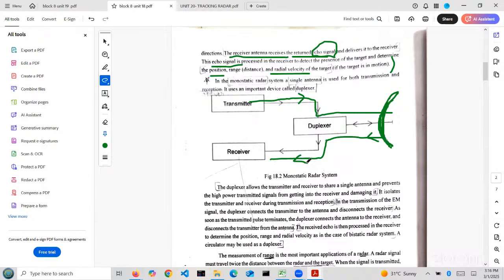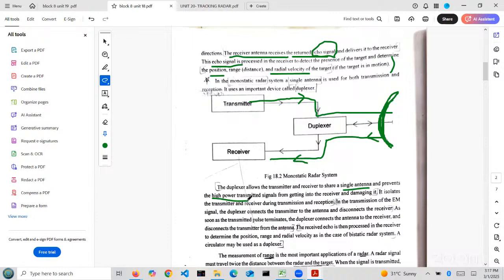So who is the mediator here? The mediator is the duplexer. What is the meaning of duplexer? The duplexer allows the transmitter and receiver signal to use the single antenna, meaning both transmitter and receiver share the single antenna using which one? The duplexer channel. The duplexer allows the transmitter and receiver to share a single antenna. By using a single antenna, what is the advantage? It prevents high power transmitted signals.